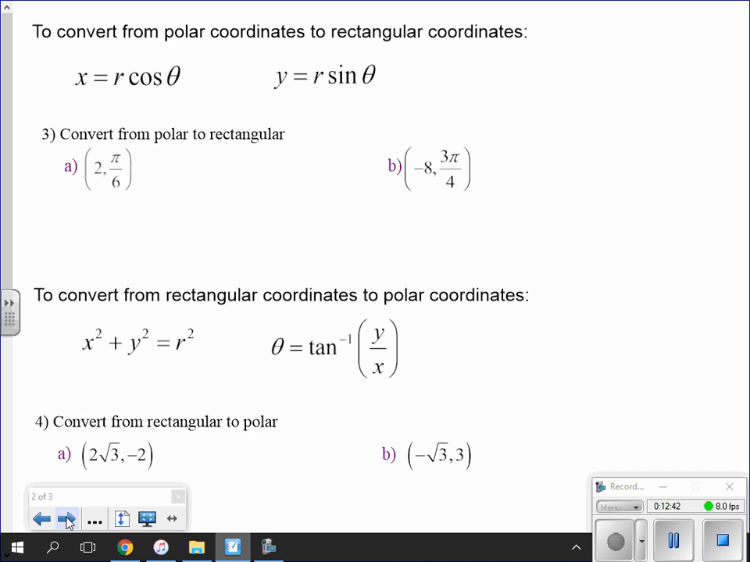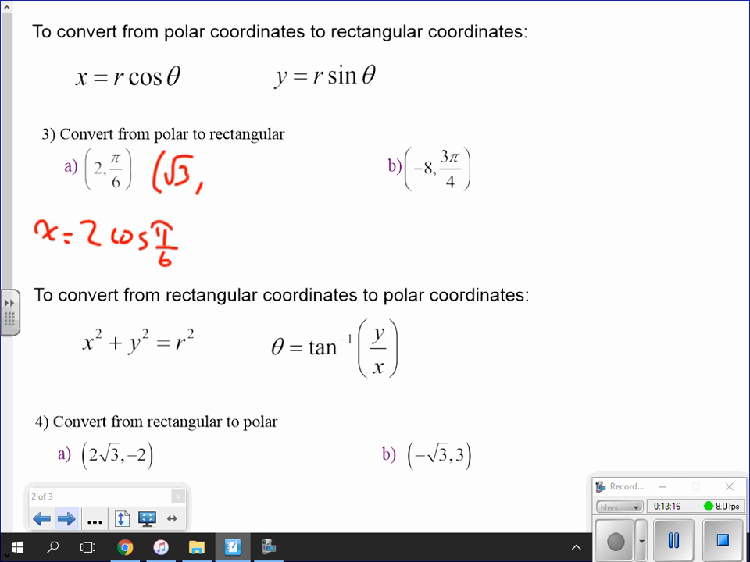R cosine theta. So for this one here, my x-coordinate is 2 cosine pi over 6. And the cosine of pi over 6 is √3/2, right? Yeah, √3/2. 2 times √3/2 is √3, so I get √3 for my x-coordinate. The unit circle can come in handy an awful lot.